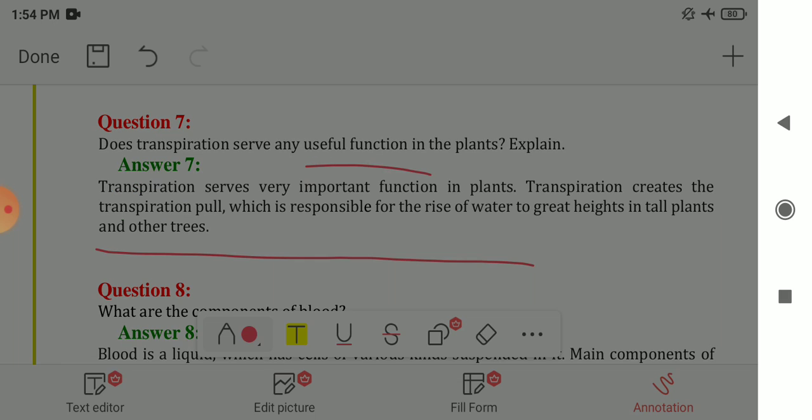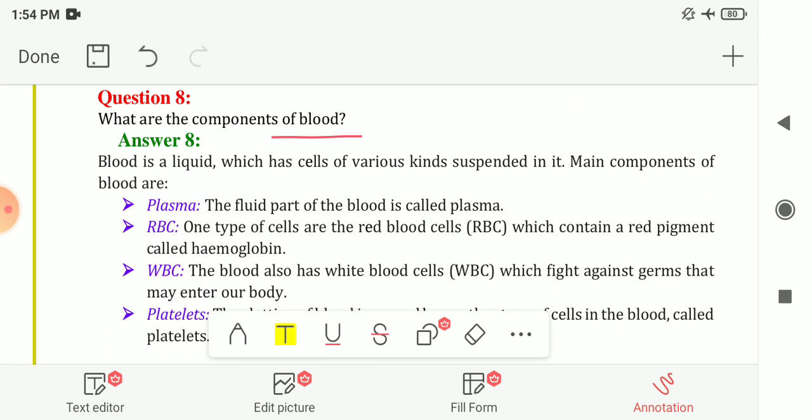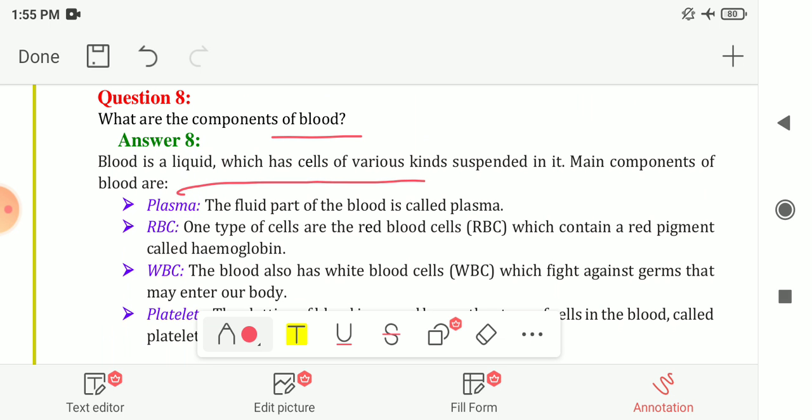Next is question number 8. What are the components of blood? What are the different components of the blood? So here the components of the blood are given to you. If this question is asked for 1 mark, then you have to write only the names of those components, and if it is asked for 2 marks, then you have to write in detail what is given here. So the blood is a liquid which has cells of various kinds suspended in the liquid, and the main components of blood are given to you here.